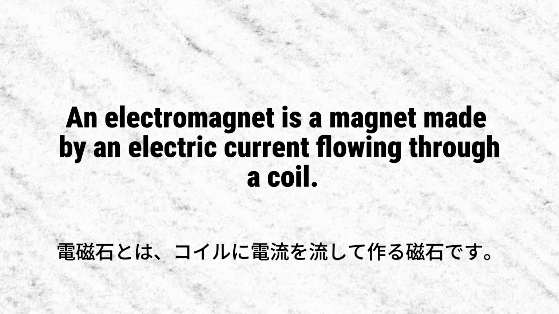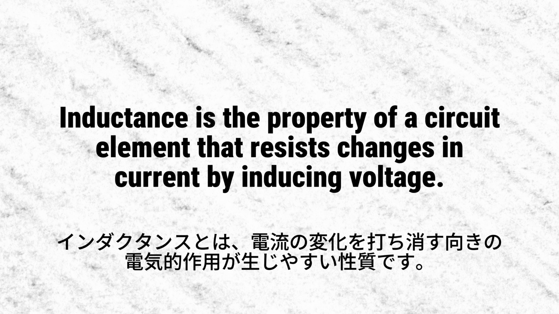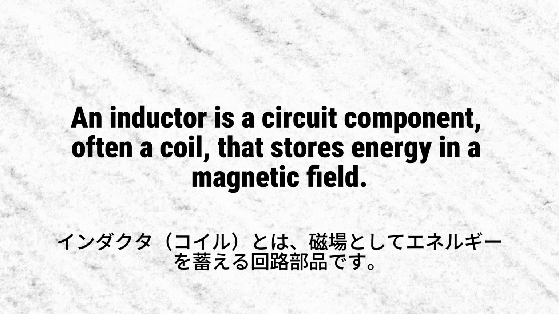An electromagnet is a magnet made by an electric current flowing through a coil. A solenoid is a coil of wire that produces a magnetic field when current flows. Inductance is the property of a circuit element that resists changes in current by inducing voltage. An inductor is a circuit component, often a coil, that stores energy in a magnetic field.